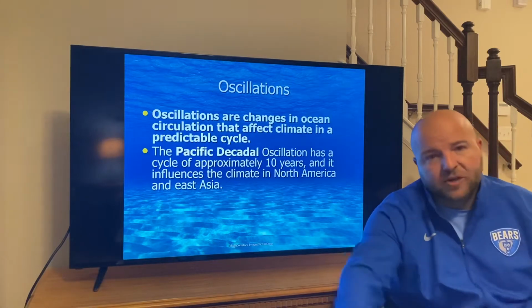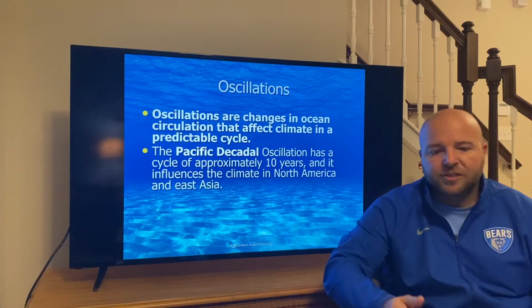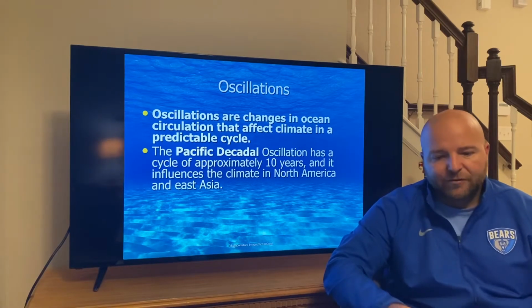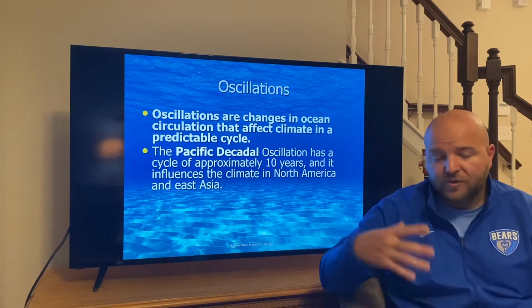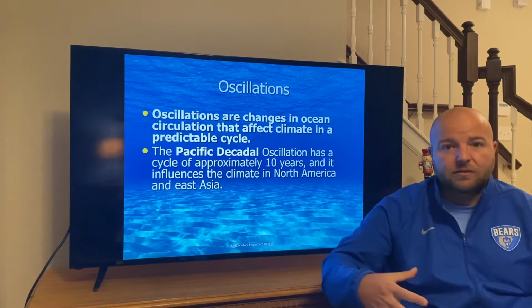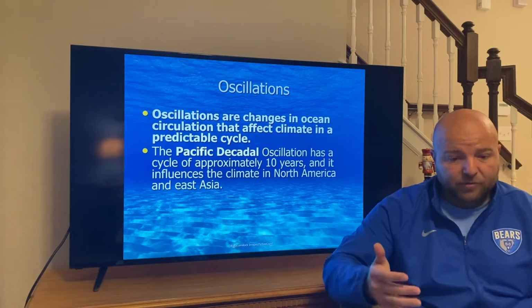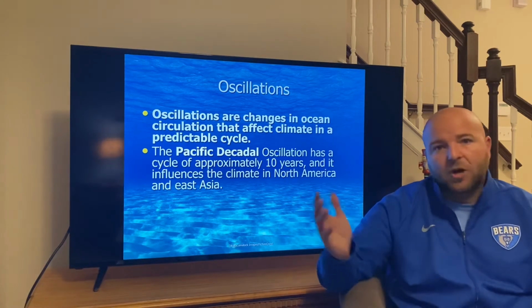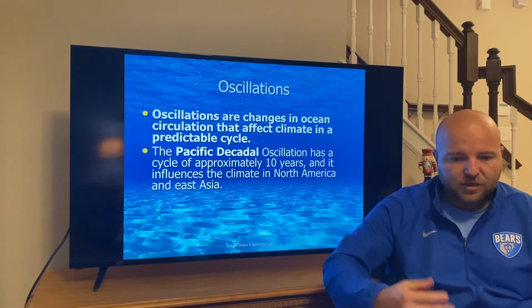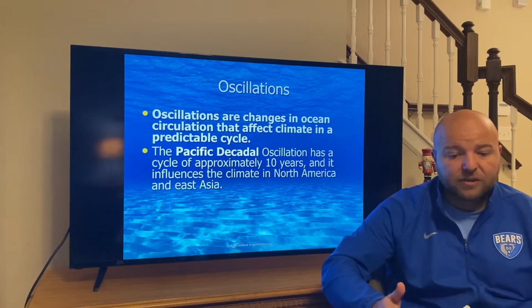All right, we're moving on to our second box on the study guide, oscillations. These are changes in ocean circulation that affect climate in a very predictable cycle. These are long-term cycles that we can see within our weather patterns. We're going to name a couple of them here. The Pacific Decadal. We don't need to memorize anything about it, just know the name, but it's an oscillation. Has a cycle of about 10 years, and it influences North America and some of East Asia.